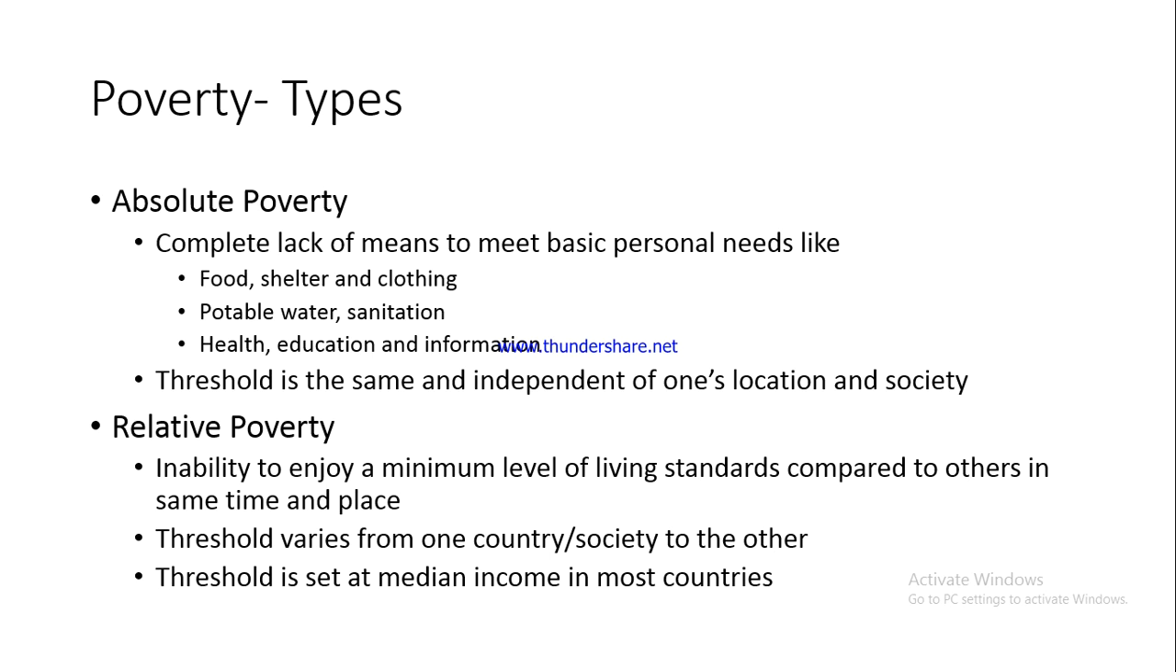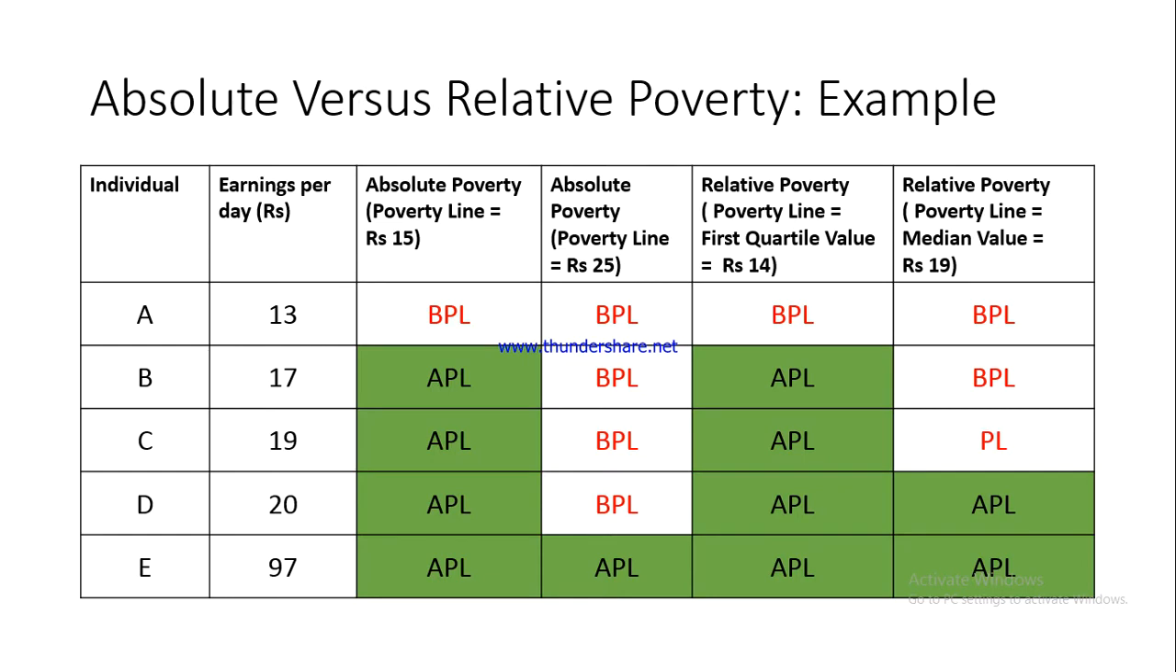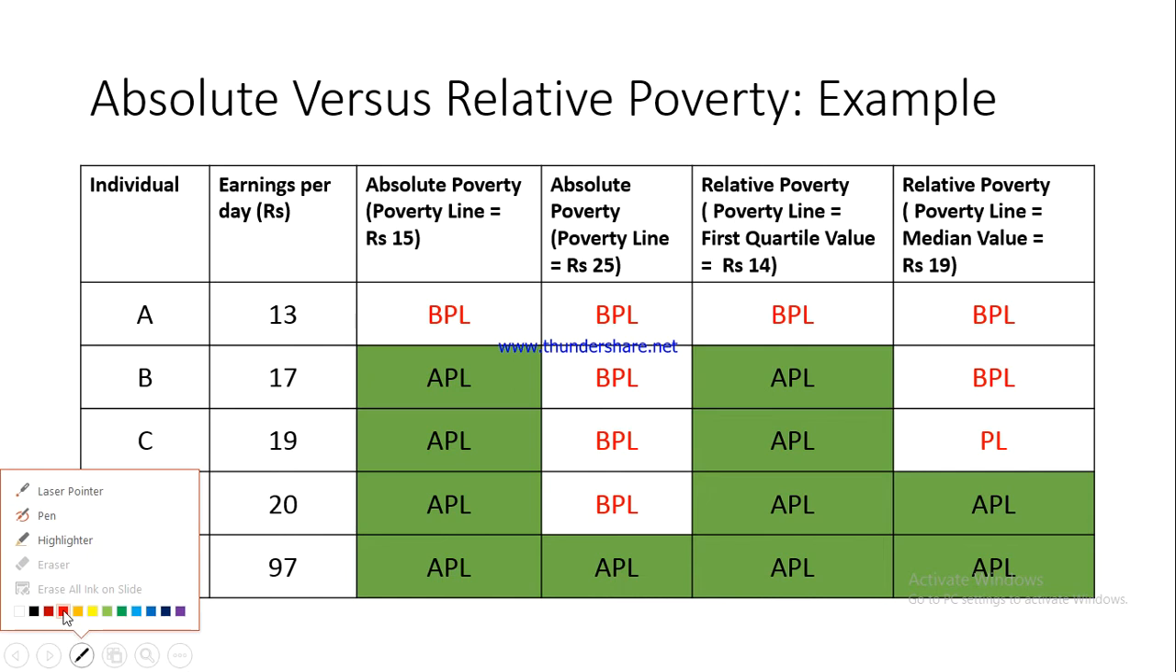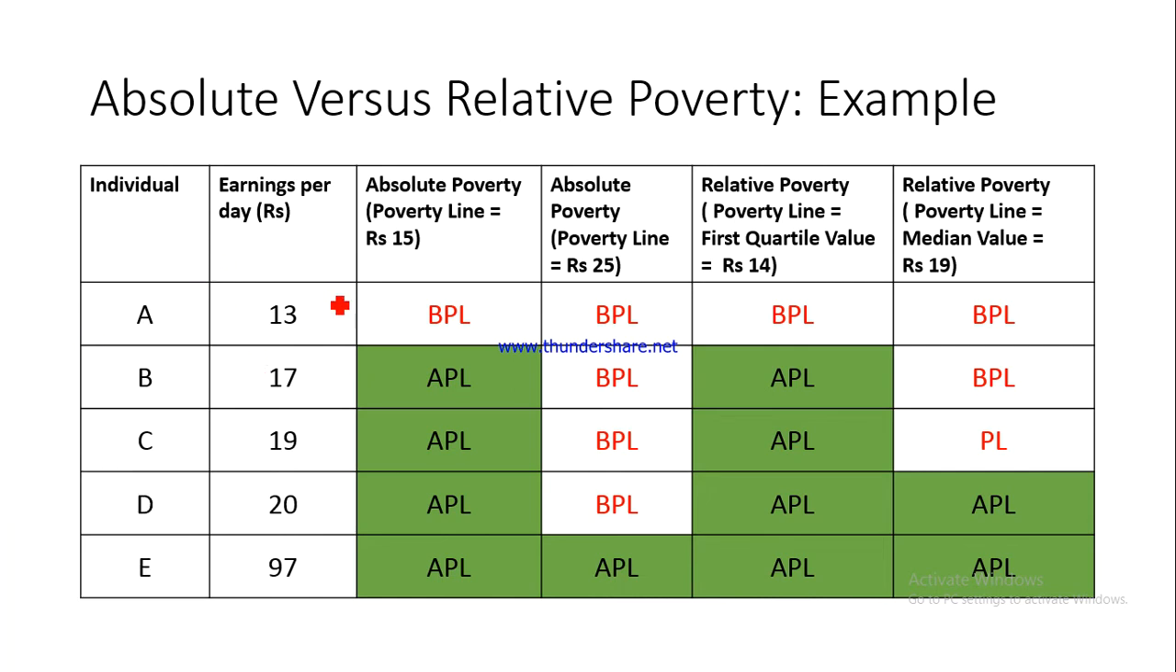So what I have done is, I have taken up a hypothetical example to make you understand the difference more clearly. Now, in this particular example, let us consider that there are 5 individuals, A, B, C, D, E, right? And basically these have been arranged in the ascending order of their earnings per day. So A earns 13 rupees per day, B earns 17, C earns 19, D earns 20, and E earns 97 rupees per day, right? Now please understand, this is a hypothetical example, so it may not correspond to reality.